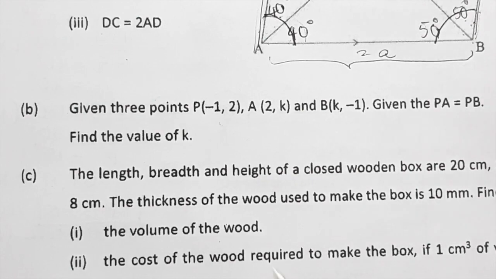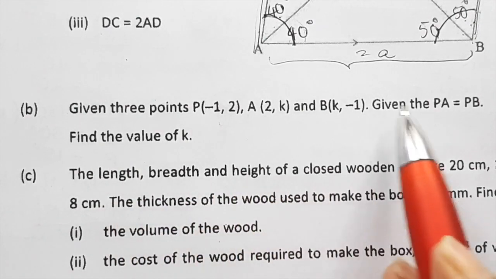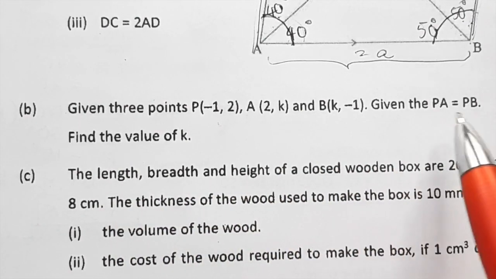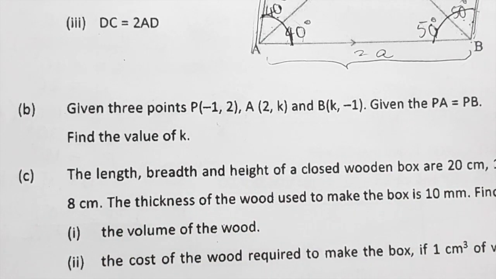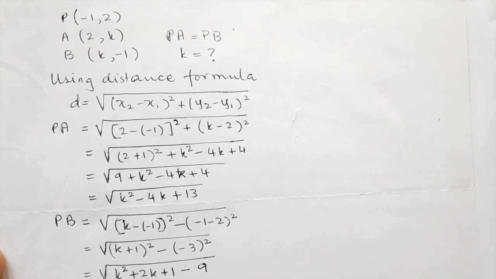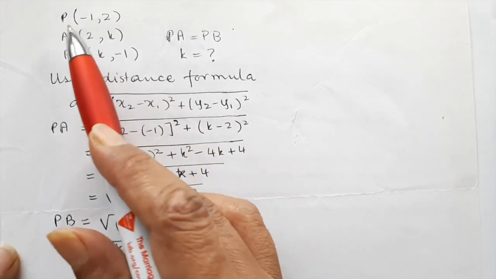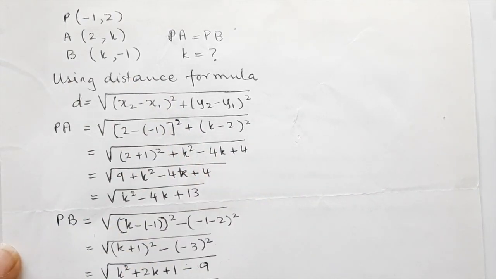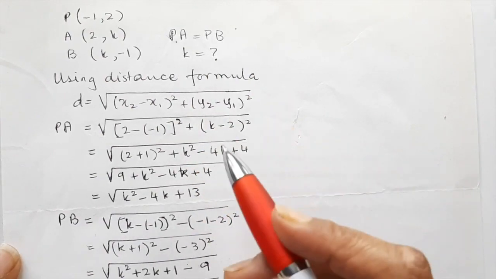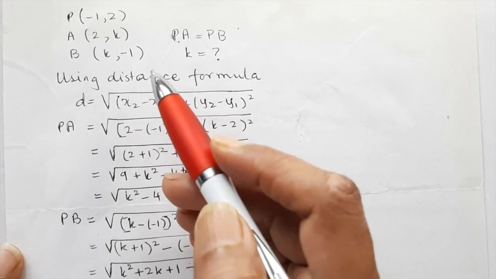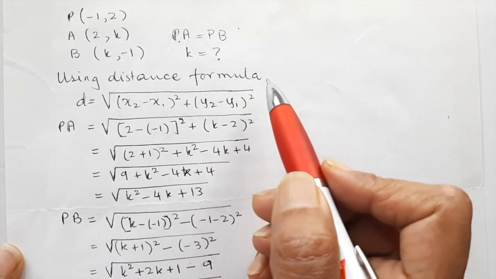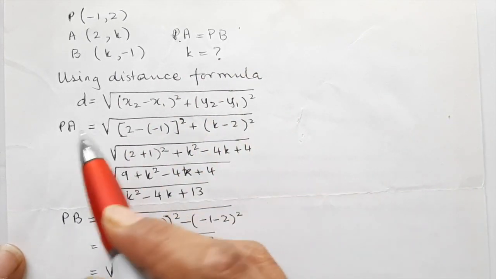Question 11b: given 3 points P, A, B, the coordinates are given, and they have given that PA is equal to PB, find the value of K. Let us see how we do this. To begin with, we write the coordinates of P, A and B as it is given, and we write that PA is equal to PB. These are the two distances which are equal and the coordinates are given. So we have to use the distance formula. We write the formula and then we substitute.